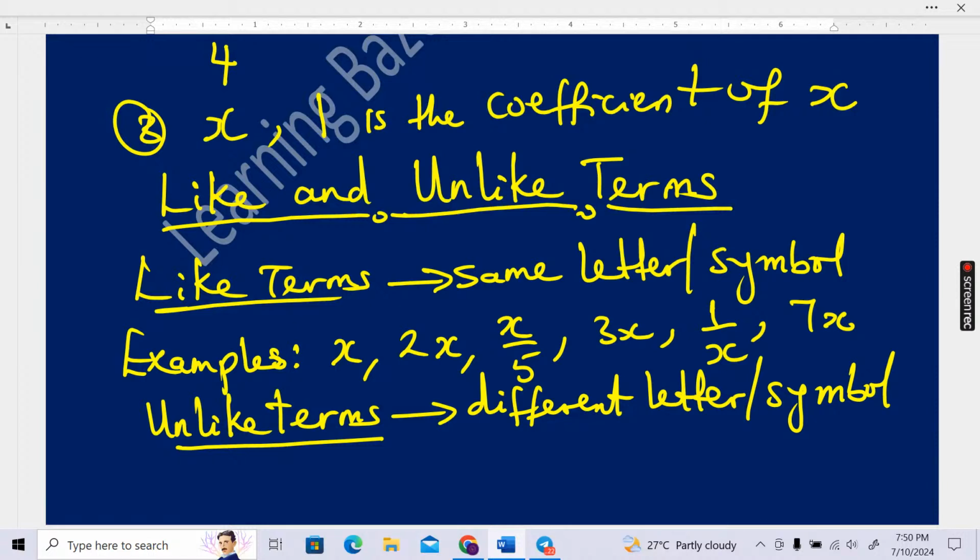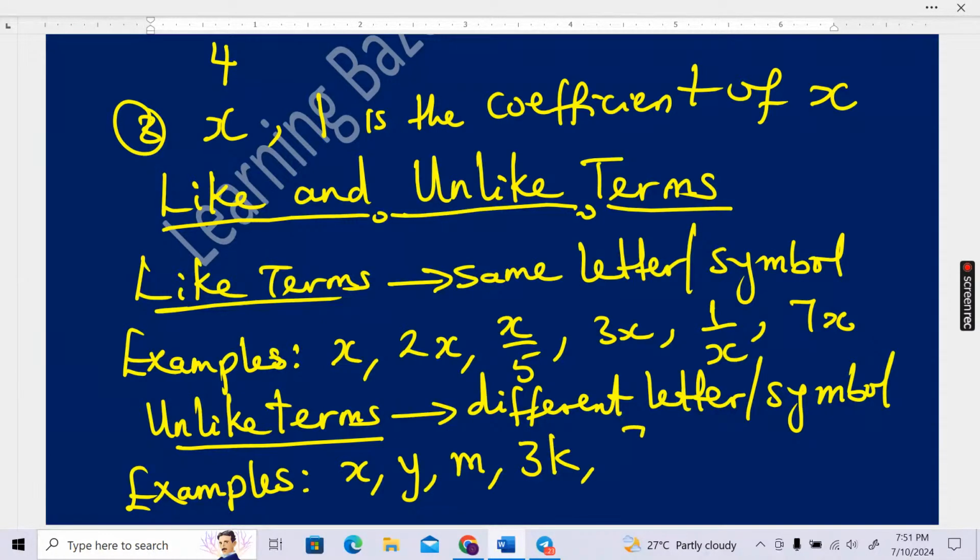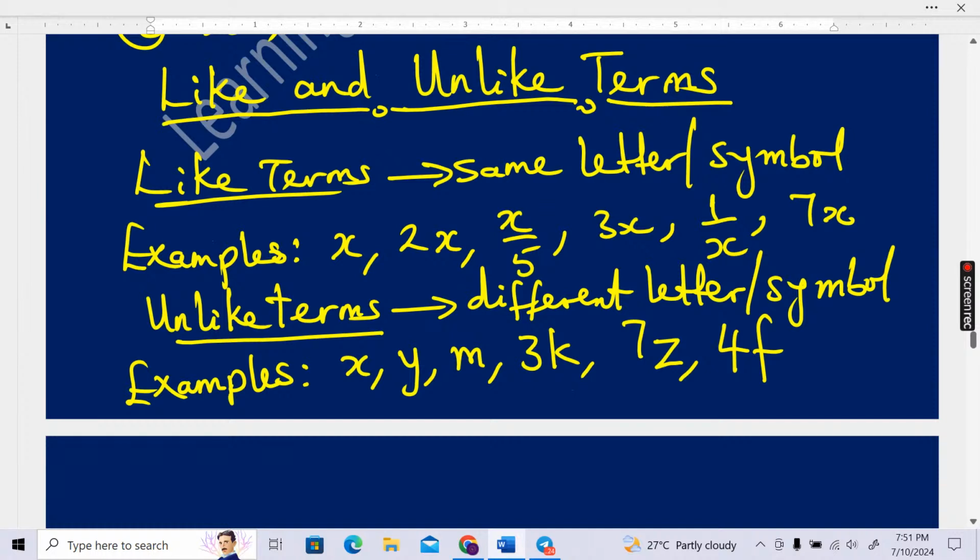So anytime you have terms that have different letters, they are called unlike terms. X, Y, M, 3K, 7Z, all right? 4F. You can see that all these terms don't look alike. They are all different. So when they are all different like this, you call them unlike terms.